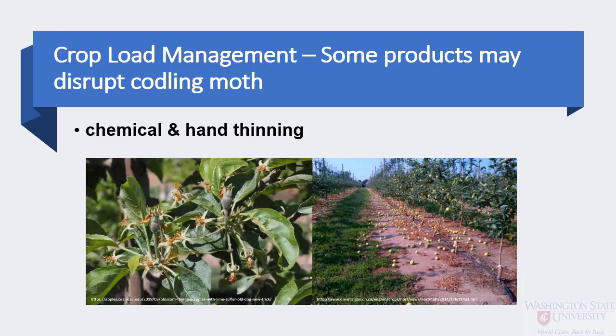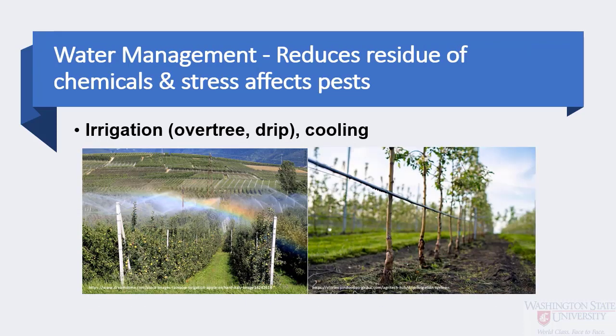Overhead irrigation may cause failure in the spray program if insecticides are washed off trees before they can impact codling moth. So it's important to have an adjuvant that facilitates getting the chemical into the waxy cuticle of the fruit, or a sticker if the product needs to stay on the outside of the apple.